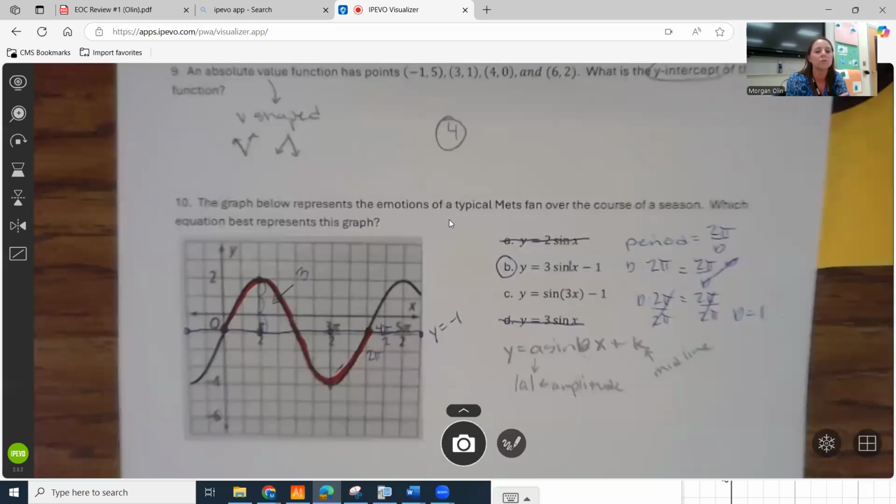So make sure you review your trig graphs, make sure you know about absolute value, given points, and vocabulary words like x-intercept, y-intercept.